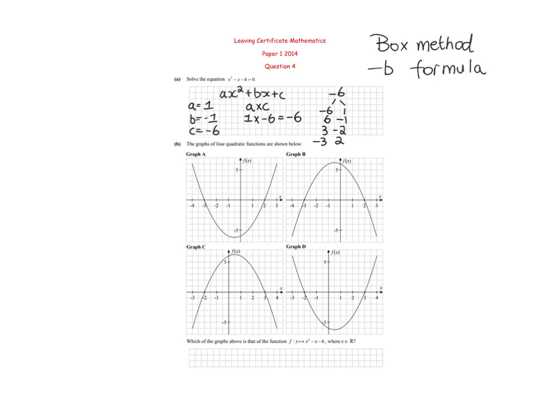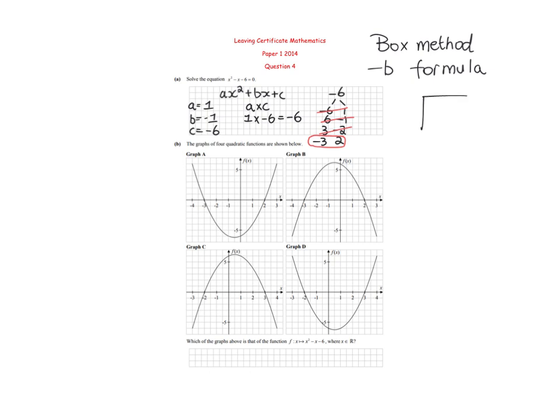So we first of all look at minus 6 plus 1. That's going to give us minus 5. That is not minus 1. 6 minus 1 is 5, which is not minus 1. 3 minus 2 is 1, which is not minus 1, but minus 3 plus 2 is going to give us minus 1, so we'll choose that one.